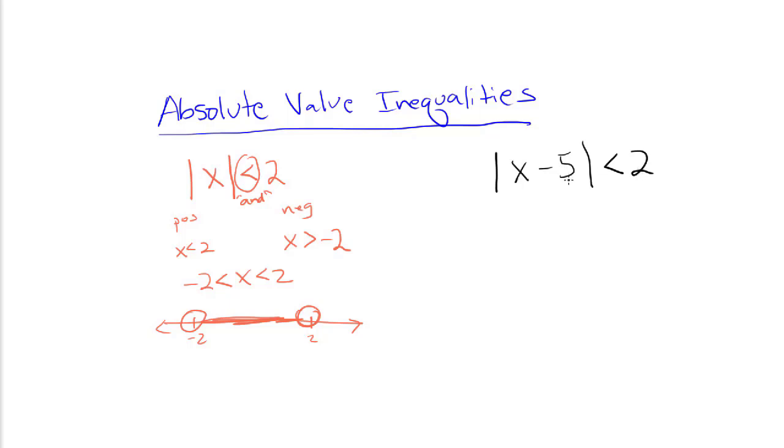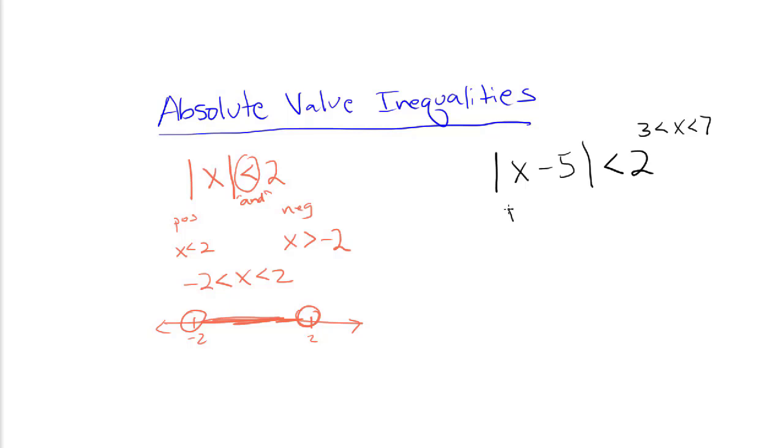So right away I can say from my center point of 5, I can go up 2 to the right, but not 2 or further, and I can go down 2 to the left from 5, but not down 2 or further. So I can eyeball this as a distance and interpret it as x is less than 7 and x is greater than 3. Again, I'm using the same distance interpretation I did on my absolute value equations.